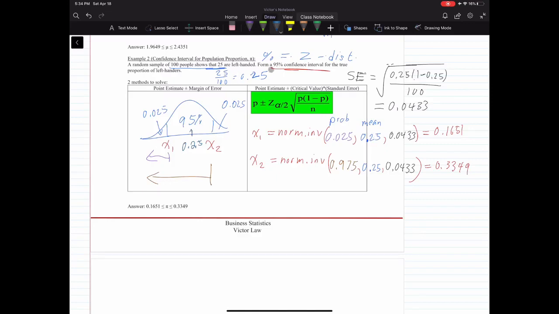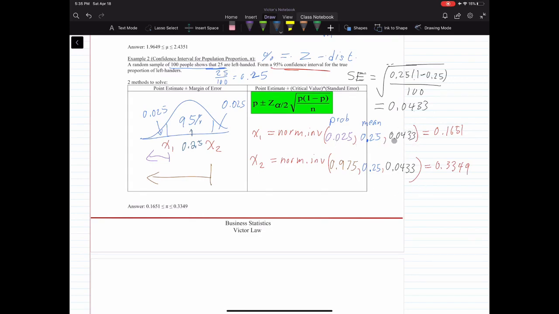That's your proportions. And for your standard error or your adjusted standard deviations, the reason we're using standard error is because we're dealing with sample. Whenever we're dealing with sample, we have to use the standard error or the adjusted standard deviations. And the formula for standard error for population proportion is basically your p times 1 minus p divided by n and then square root. So p is 0.25 times 1 minus 0.25 divided by 100 and then you square root. You're going to get 0.0433 and that's your standard error. That's your adjusted standard deviation that we're going to use in the formula.